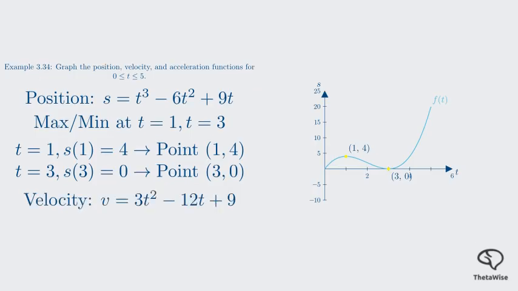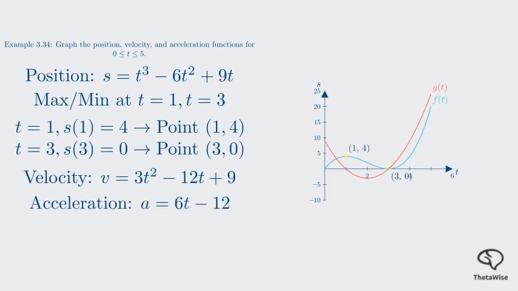Next, the velocity function, v of t, was 3t squared minus 12t plus 9. We know it's a parabola. Crucially, we know that velocity is 0 at t = 1 and t = 3. So this parabola must cross the t-axis at those points. This corresponds to the g(t) curve. Notice how it's 0 exactly where the position graph has its peaks and valleys.